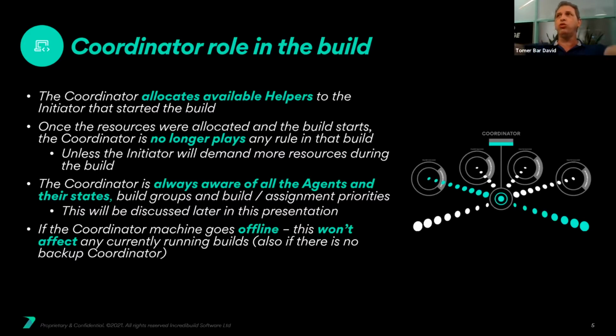initiators are working towards the helpers, the agents by themselves, and unless there is a need for special resources or any additional resources, the coordinator is doing what he's doing, allocating, and is there if there is any planning needed or anything like this. The coordinator is always aware of the agents and their states. So the coordinator at every given moment knows exactly each agent and its status. He knows exactly if it's up or down, its version. So it's something very important to say.